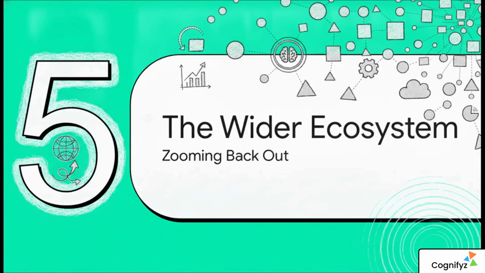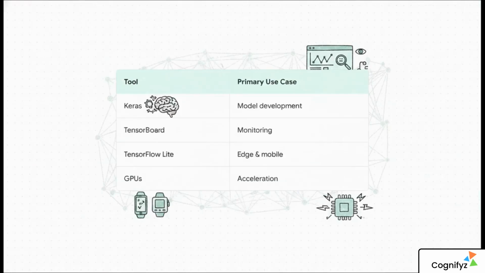And finally, Section 5, the wider ecosystem, zooming back out. Zooming back out for a second, you'll see TensorFlow is a really massive, comprehensive environment. You've got Keras, which, as we just saw, is your primary tool for model development. You have TensorBoard, which is this incredibly cool tool for visually monitoring your model's training process. When you want to put your model on a smartphone or a tiny edge device, you use TensorFlow Lite. And to handle the heavy, massive math operations required for all those tensors, TensorFlow seamlessly integrates with GPUs. Those are specialized hardware pieces that provide massive acceleration to speed up your training.